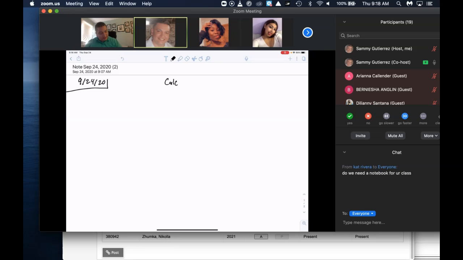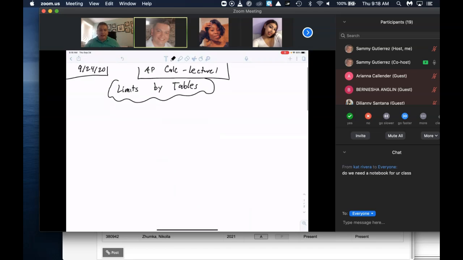This is Calc, or AP Calc, Lecture 1. And today's topic is limits by table. So we're going to understand, utilizing the tables, what this idea of a limit is.